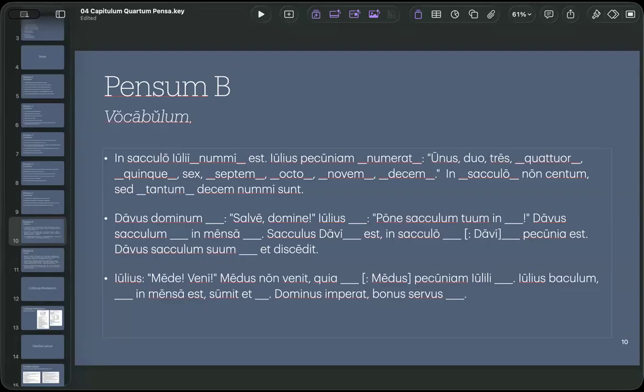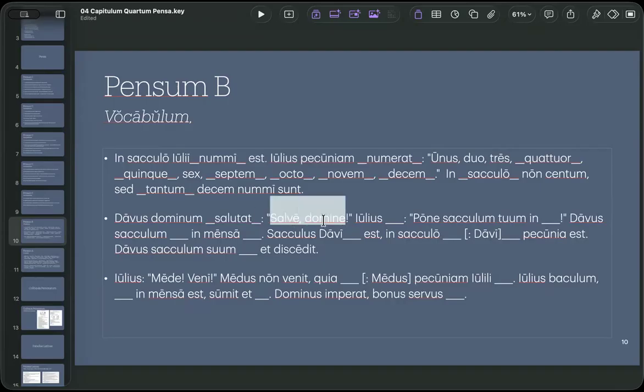Tantum. Only, yes. Davus dominum. Vocat? No. Oh, salutat. Salutat, yeah, is what I have written down. Yeah, that's what I've got. I should look at my notes. Salutat. I'm trying to wing it.